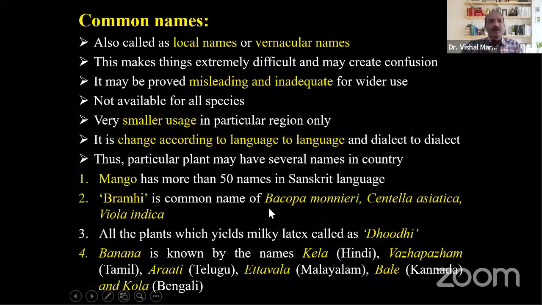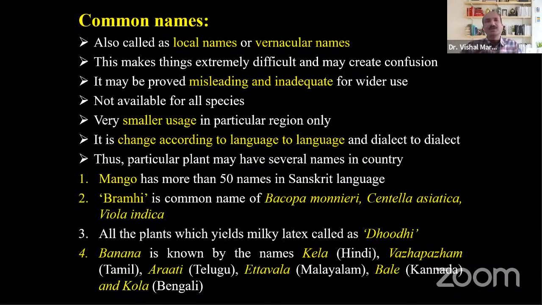Again, there are various naming systems. Particularly, there are common names. The common names are very common. They are also commonly called local names or vernacular names. This makes things extremely difficult and may create confusion.